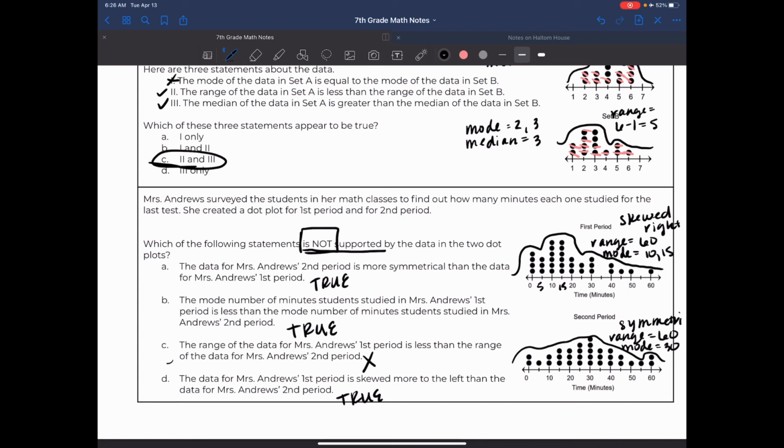So it looks like C is the only one that is not supported, and that's after we did all of this work up front to make going through our answer choices easier.